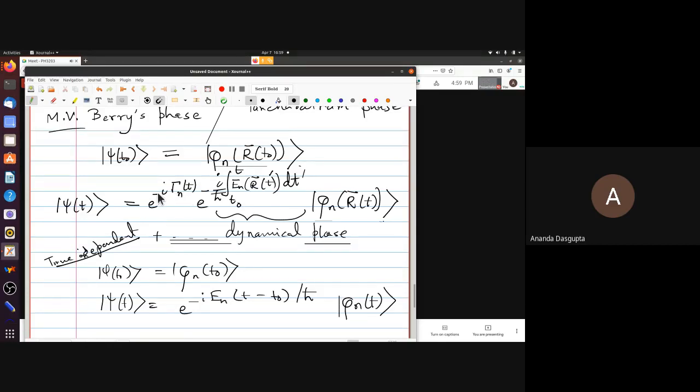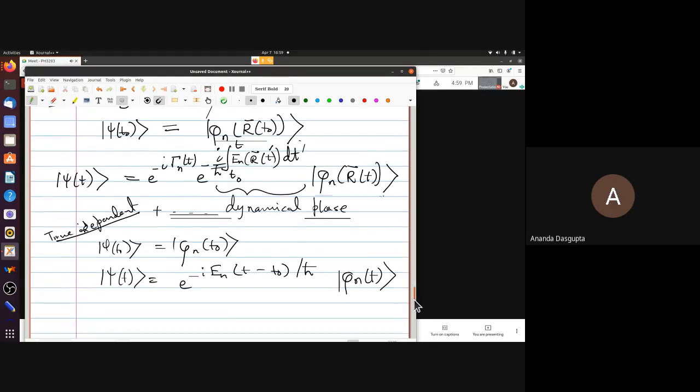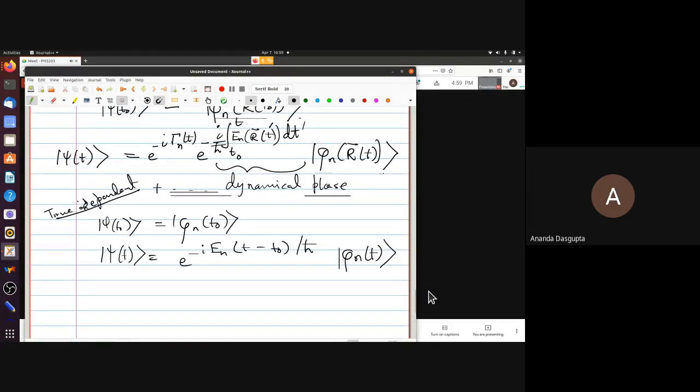So basically, all we are saying is we are breaking up the overall phase term, which this φn(R(T0)) will pick up as the system evolves in time, into two pieces. One piece is what you would expect from the dynamical terms anyway. Another piece, the additional piece, is what is called Berry's phase, or simply the Berry phase. The Berry phase, of course, is γn(t). This is the Berry phase.